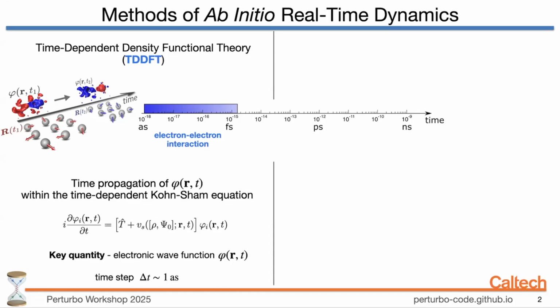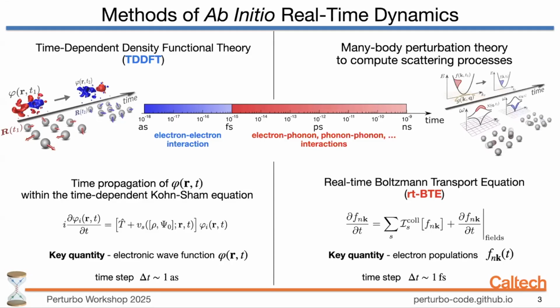There are also other methods for studying carrier dynamics, such as non-adiabatic molecular dynamics, or NAMD. You can also have non-equilibrium Green's functions. And these methods are not covered in today's lecture, but they're also suitable for different types of problems. The focus of the talk today will be the main theory used by Perturbo, which is the Boltzmann transport equation that is based on many-body perturbation theory.